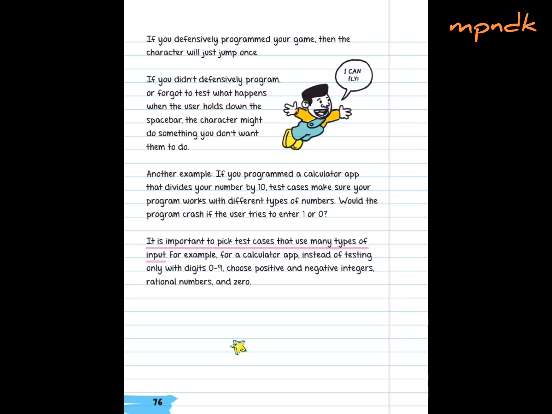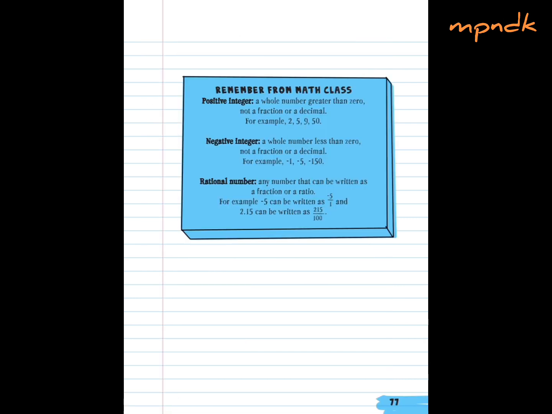Remember from math class, positive integer: a whole number greater than 0, not a fraction or decimal. For example, 2, 5, 9, 50. Negative integer: a whole number less than 0, not a fraction or a decimal. For example, -1, -5, -150. Rational number: any number that can be written as a fraction or ratio. For example, -5 can be written as -5 by 1, and 2.15 can be written as 215 by 100.